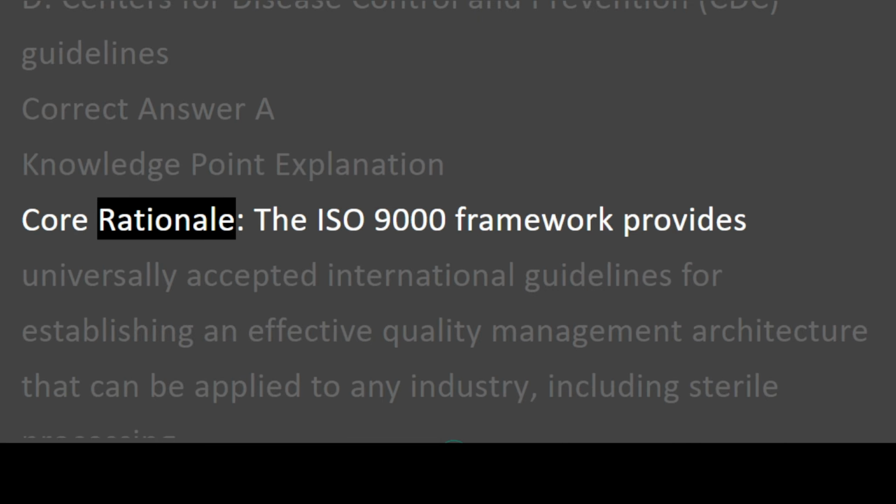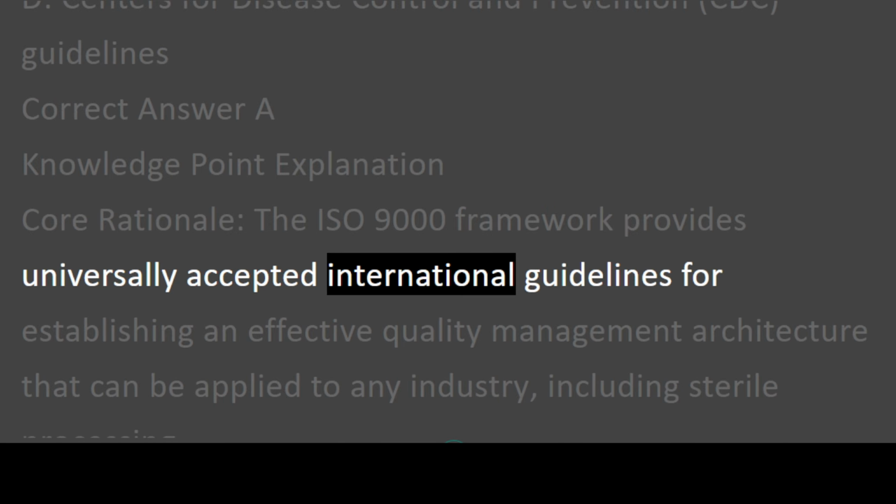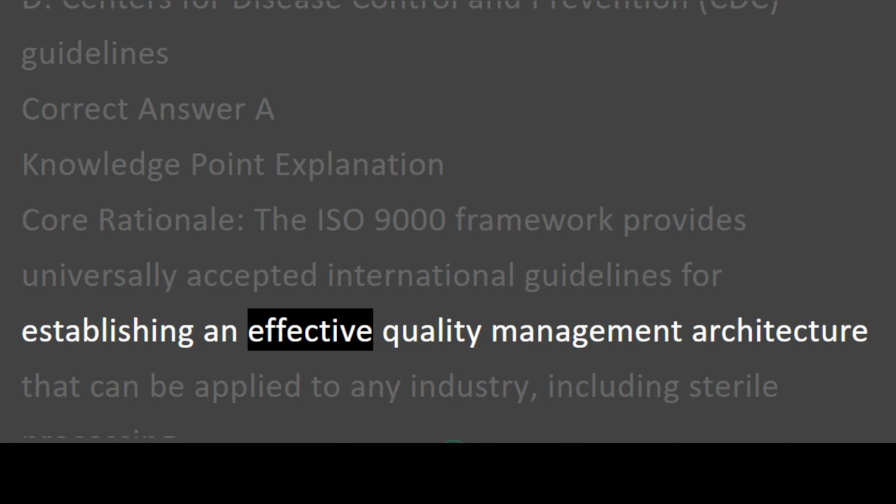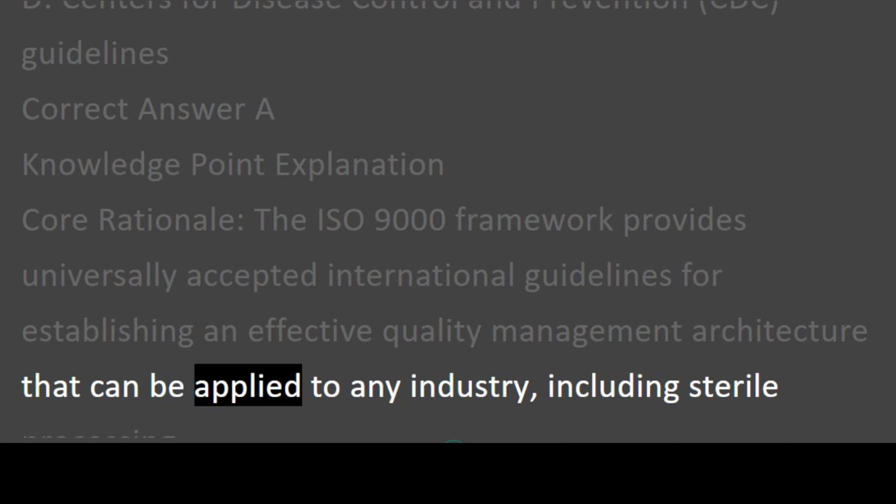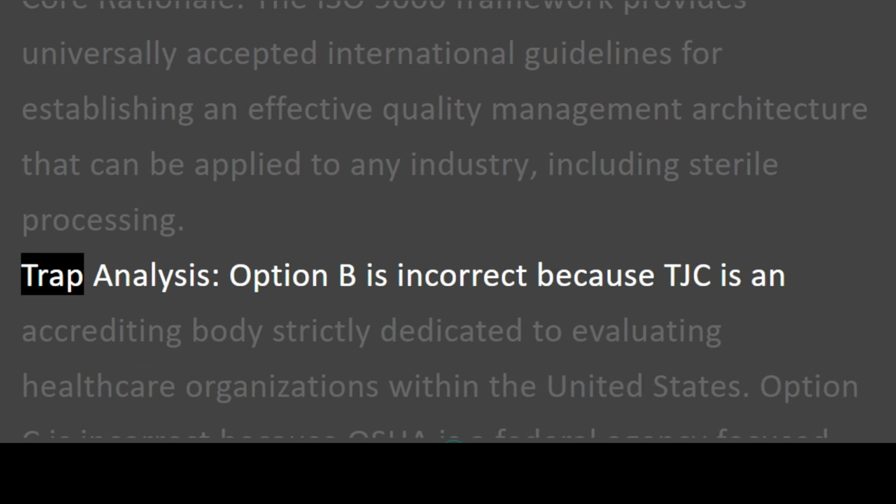Knowledge point explanation. Core rationale. The ISO 9000 framework provides universally accepted international guidelines for establishing an effective quality management architecture that can be applied to any industry, including sterile processing. Trap analysis.